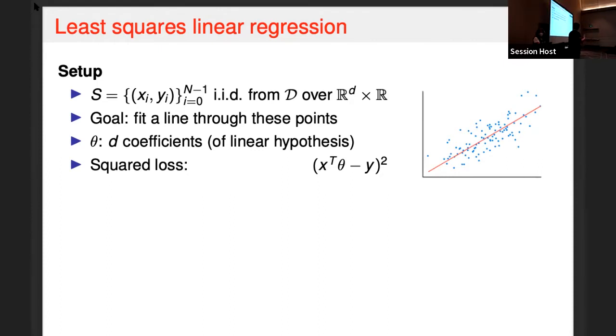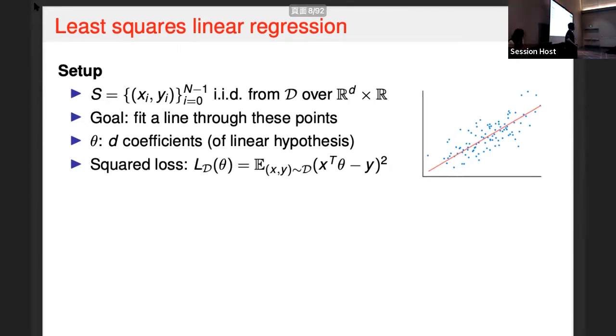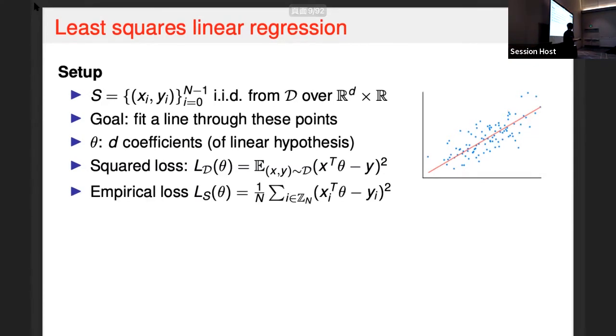So how good this line is, is measured by computing its squared loss. That is h transpose theta minus y, squared. Because we assume that our points are drawn independently and identically from a specific unknown distribution D, what we really would like to know is the expected loss. But because this distribution is unknown, we cannot really access this loss. So instead, we compute the empirical loss. This is the average of the squared losses over our samples.